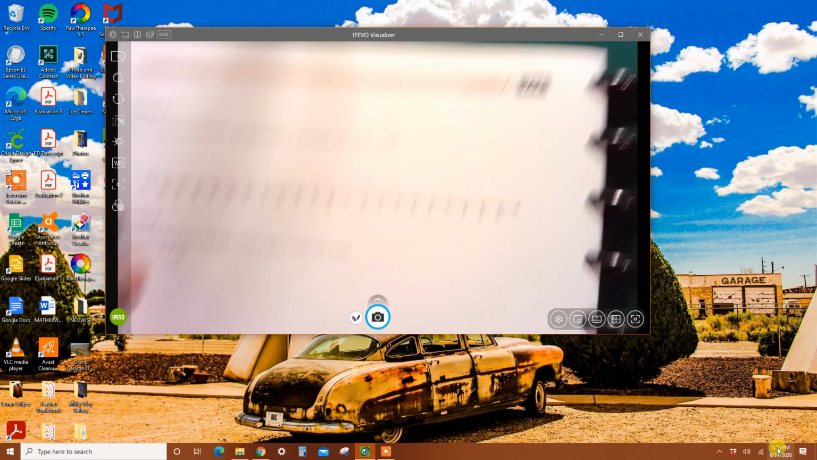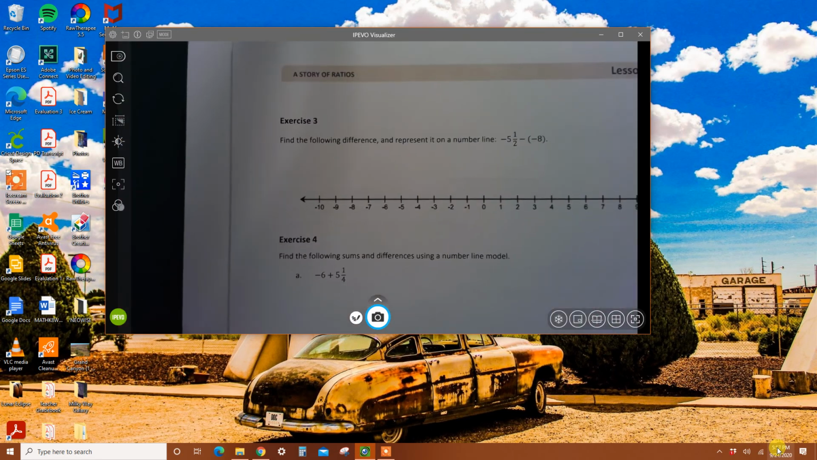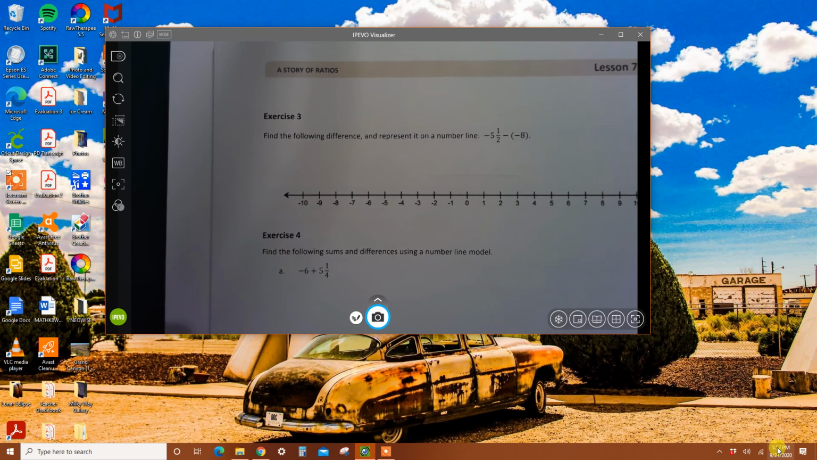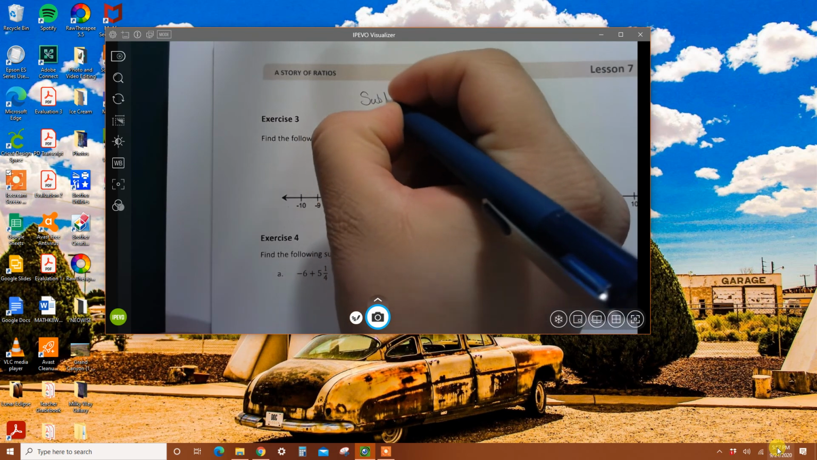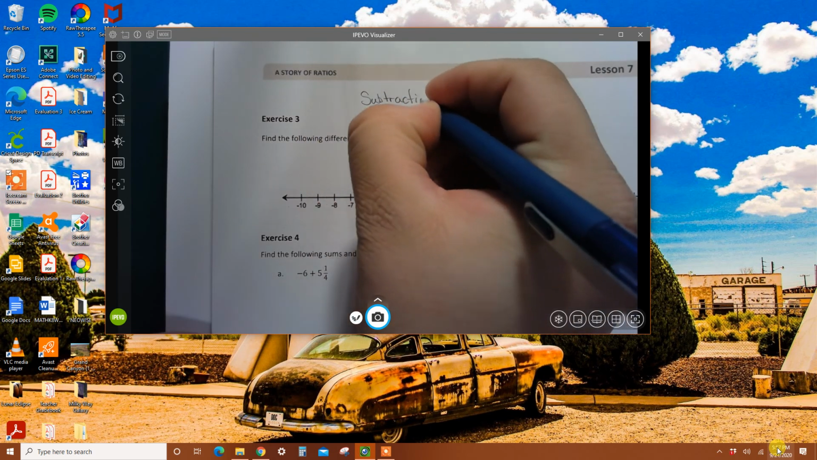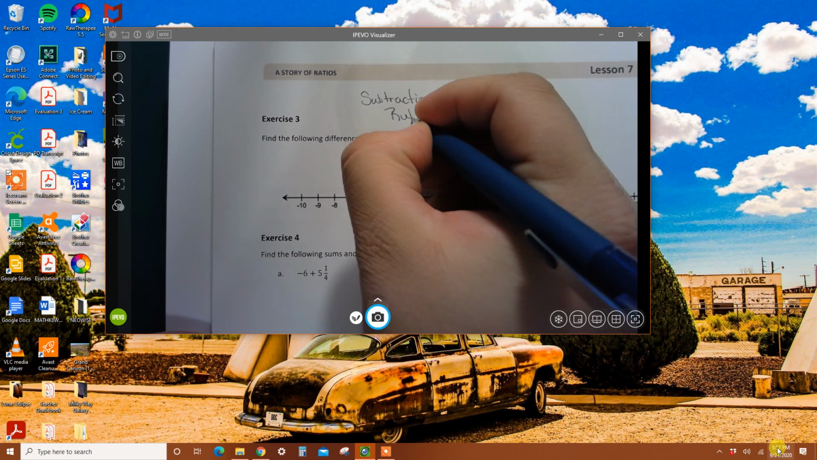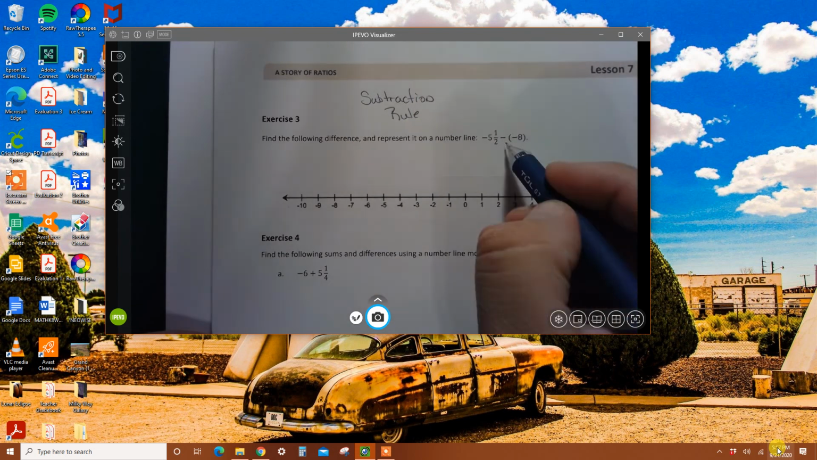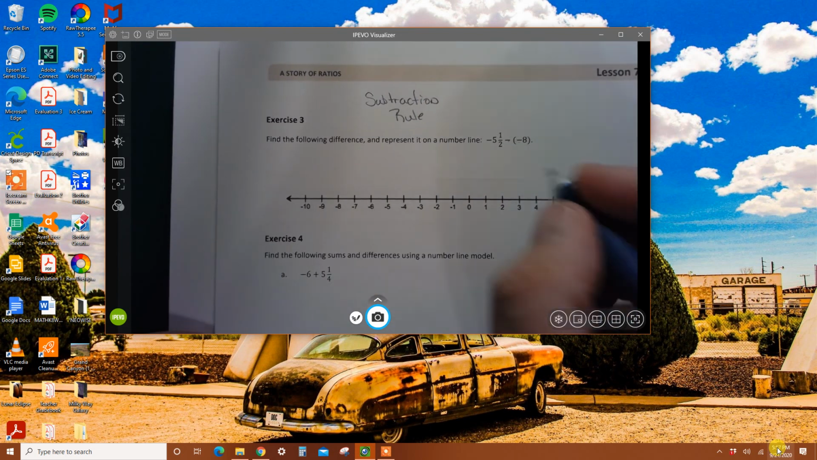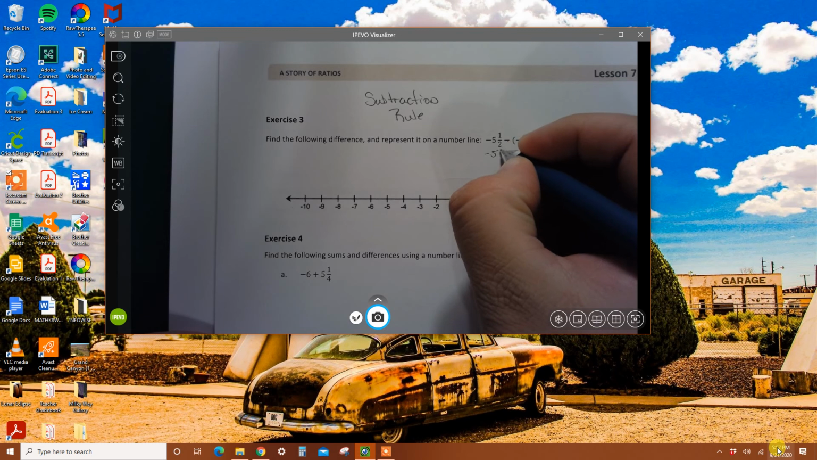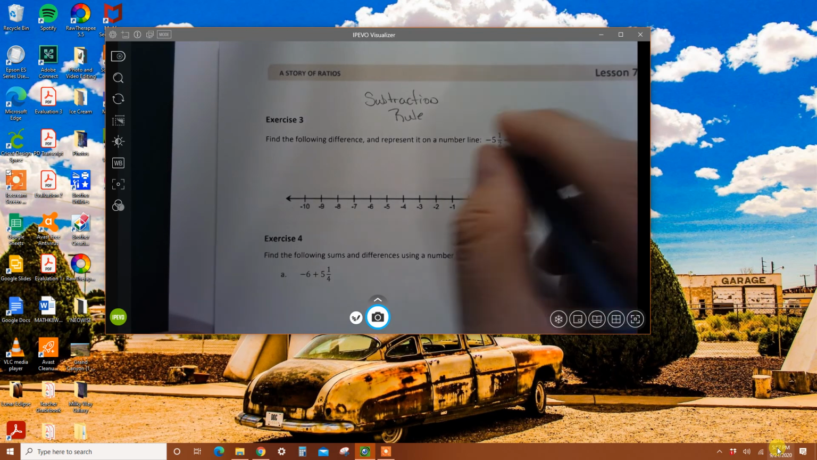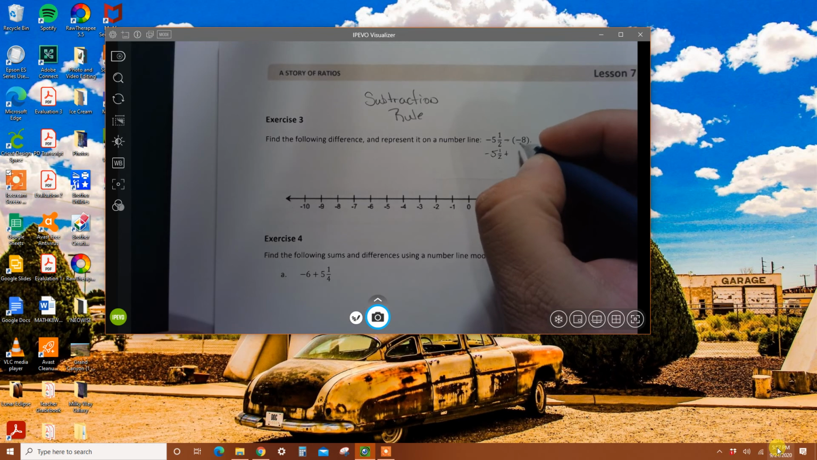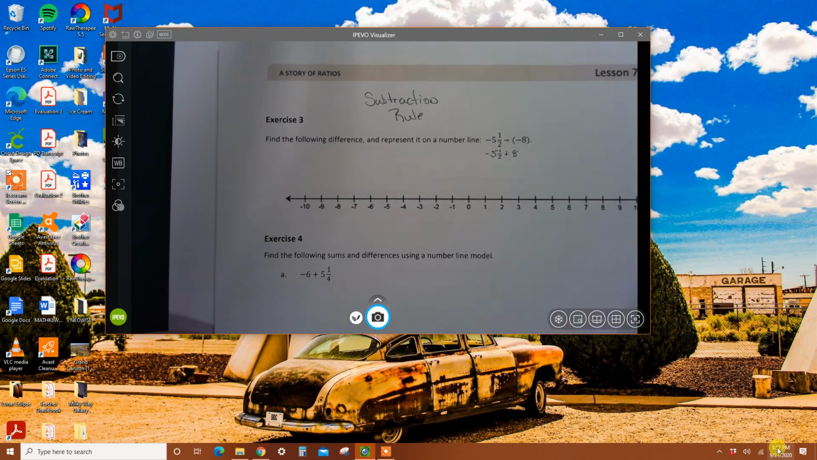All right. So, number 3. Find the following difference and represent it on a number line, negative 5.5 minus a negative 8. Well, the first thing we need to do is follow the subtraction rule. Okay, we got to fix this. We need to use the subtraction rule to fix this problem. Okay, because look, we have a minus negative, and that's not going to work. So if I remember correctly, I leave the first number alone, change the subtraction to an addition problem, then I choose the opposite of the second number, which would be a positive 8.